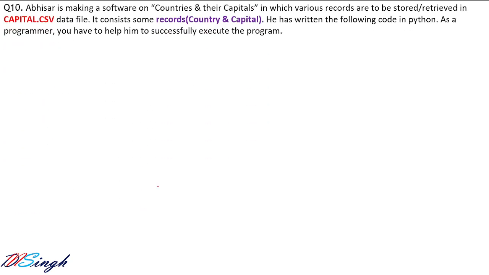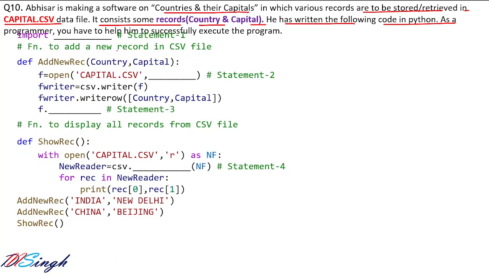Moving ahead to the next question, Abhisar is making software on countries and their capitals. Records are to be stored and retrieved from capital.csv. Fine, it consists of some records in the form of country and capital. Okay, fine. He has written the following code. This is the code available. Import, as we know, the file is a csv file, so which module are we going to use? csv module. And this is for adding a new record.